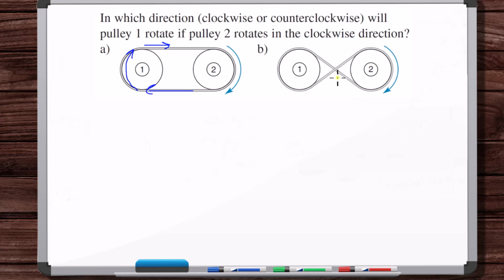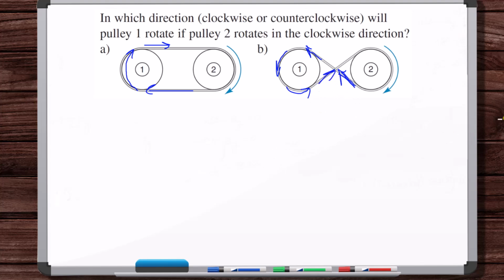But if it's meshed this way, this is interesting. So we can follow this pulley is rotating, so this would be also clockwise. If this pulley is rotating clockwise, then we can follow the belt here, and we can see that pulley 1 in this case is rotating counterclockwise.